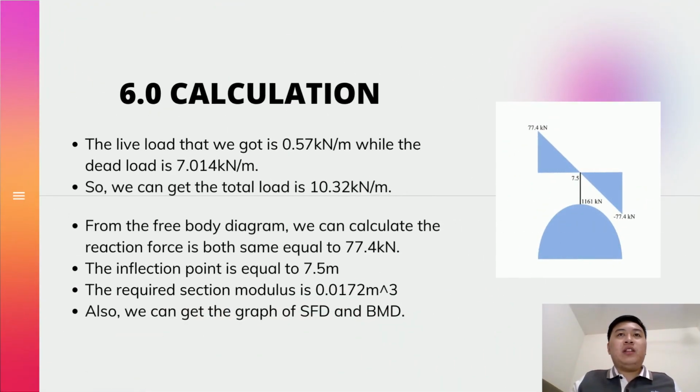Next, we discuss the calculation part. The live load that we got is 0.57 kN per meter, while the dead load is 7.014 kN per meter. So we can get the total load is 10.32 kN per meter. From the free body diagram, we can calculate the reaction force, both equal to 77.4 kN. The inflection point is equal to 7.5 meter and the required section modulus is 0.0172 meter cube. Also, we can get the graph of SFD and BMD in the figure that we have given.